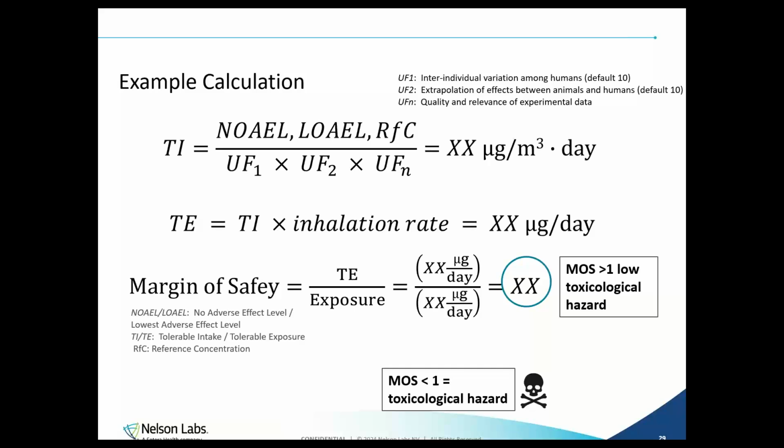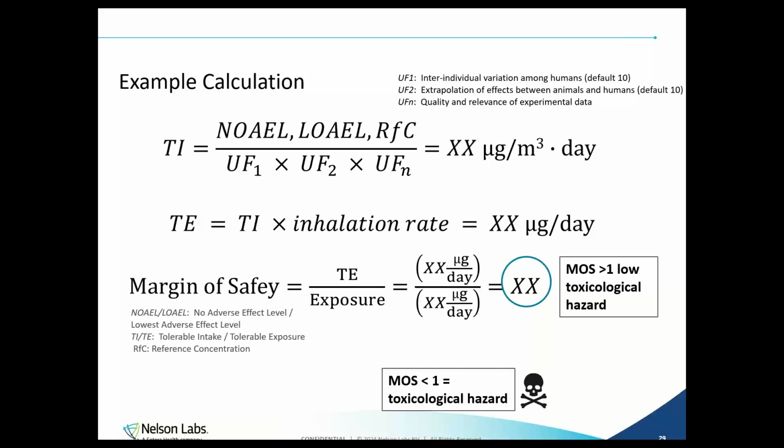The typical uncertainty factors are based on the inter-individual variations between humans, the extrapolation between humans and the animal that was used in the toxicological study, and the quality and relevance of the experimental data. Additional uncertainty factors can be added as the toxicologist sees fit. After taking these uncertainty factors into account, we are left with the concentration in microgram per meter cubed. The TI is then further calculated into a tolerable exposure. Since we are dealing with the gas pathway device, we will use the inhalation rate multiplied by the tolerable intake to derive that tolerable exposure in microgram per day.